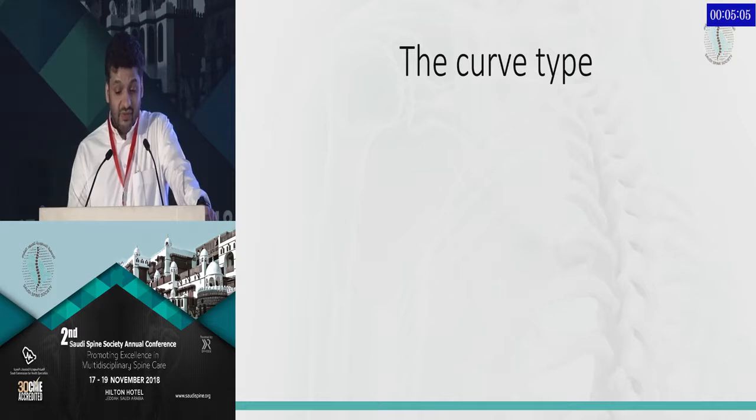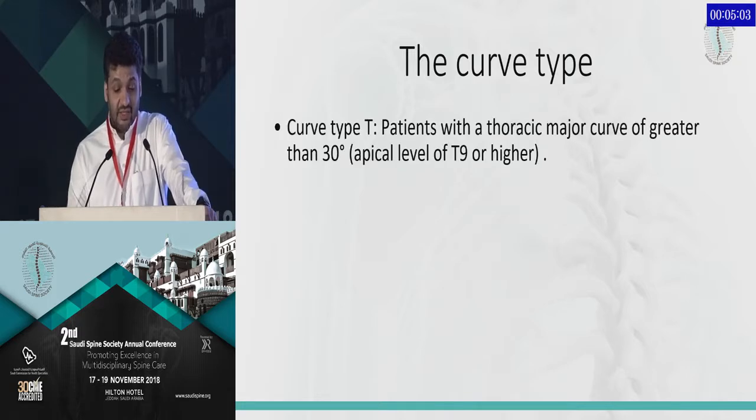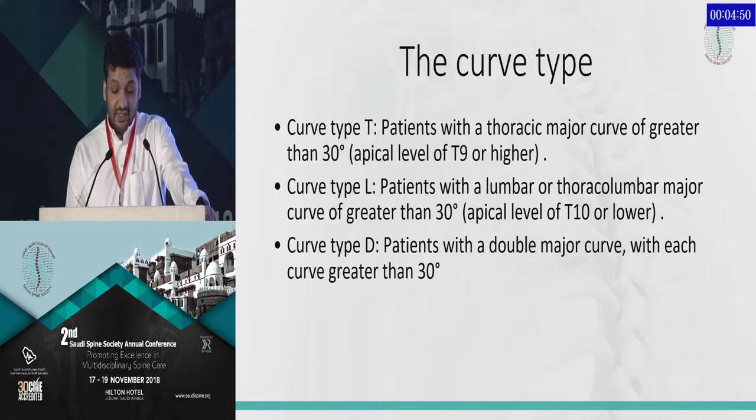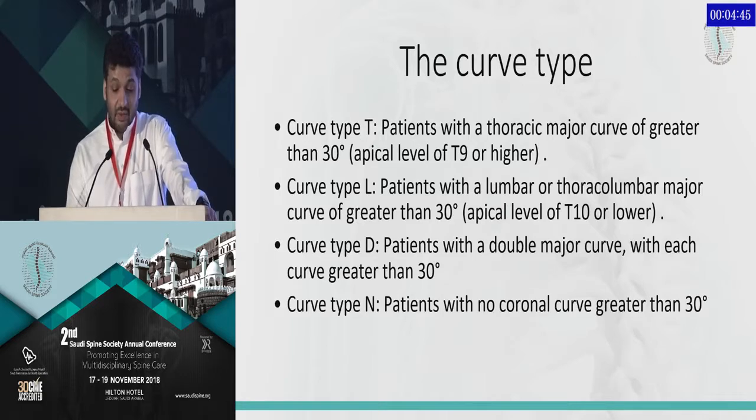So in terms of curves, there are different types of curves. T-type curve: if the patient has a major thoracic curve that's greater than 30, with an apex at T9 or higher. If the curve is greater than 30 but the apex is T10 or lower, it's considered a lumbar curve. If the patient has a double major curve, meaning both are 30 degrees, and if he has no curve.